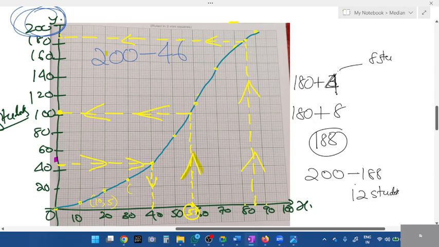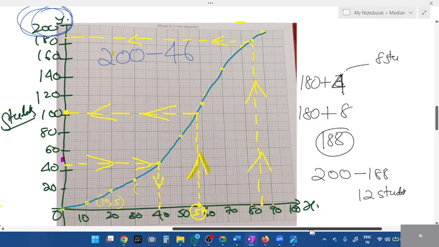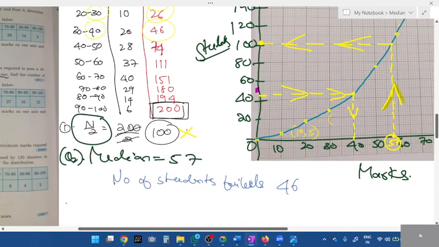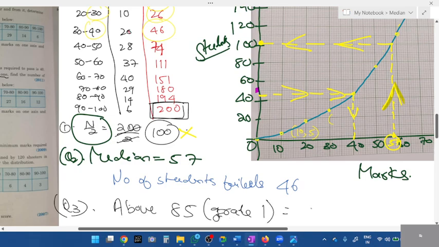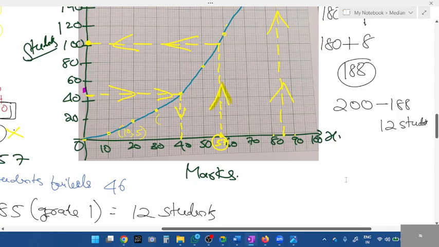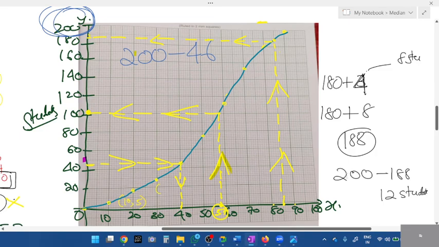Draw straight lines. All of you will draw straight lines. 200 minus 188. Write the third one. Question 3. Above 85. That is grade 1. Grade 1 is equal to 12 students. This is the answer. So if you plot your own graph, check the value. This is the first type of question. Second type of question, they will give you this graph and ask the answer, students.